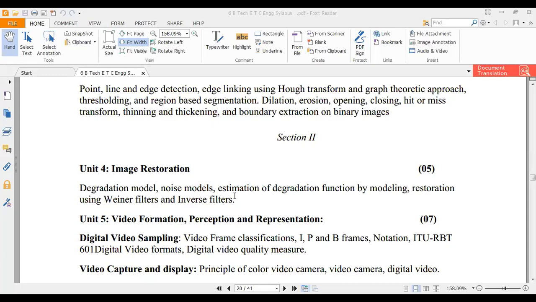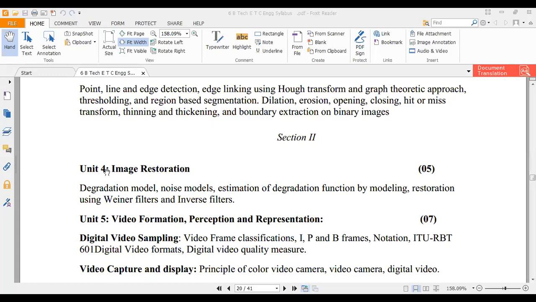Let me check the syllabus. Just a minute. Then we will proceed. I hope my screen is visible to you.